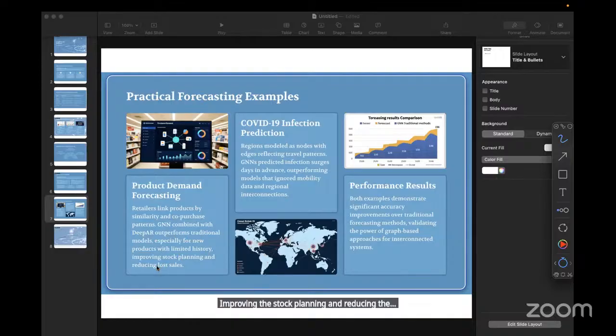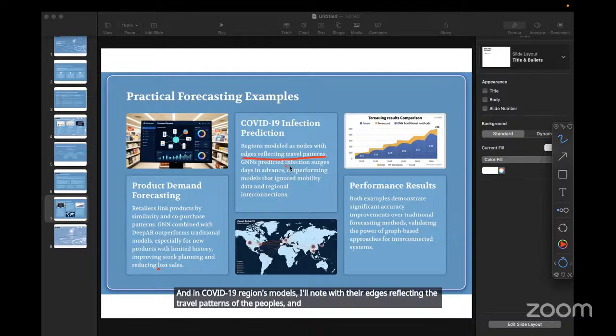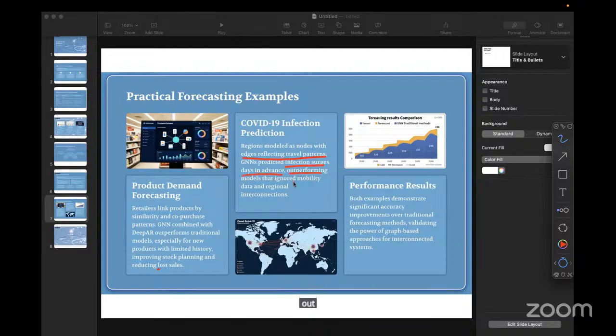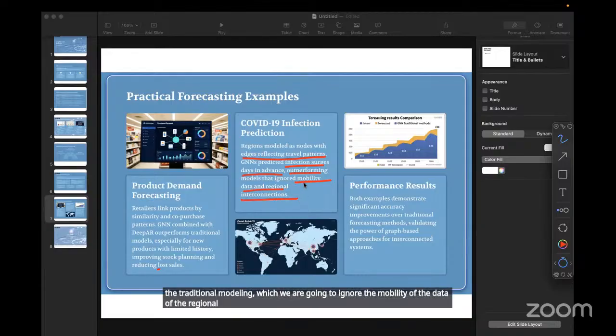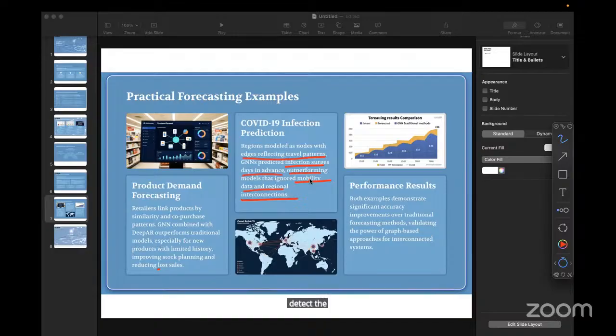lost sales. And in COVID-19, regions are modeled as nodes with edges reflecting the travel patterns of people, and GNN predicts infection surges days in advance, outperforming models that ignore the mobility data. Traditional modeling ignores the mobility data and regional interconnection, and through that we are not able to detect the spread of diseases. But through GNN, we are able to do that.